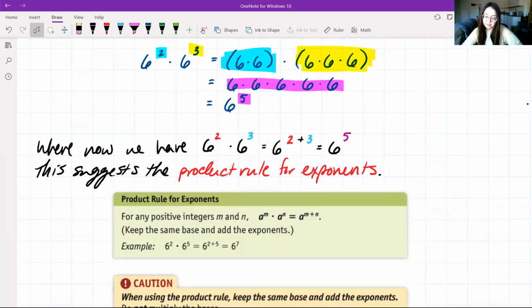Our product rule for exponents says that for any positive integers m and n, so these are positive exponents, a to the power of m times a to the power of n is equal to a to the power of m plus n. So really we're thinking about numbers that have the same base but different exponents, and when we're multiplying them together, we add their exponents. We want to keep the same base and just add exponents. So for example, 6 to the power of 2 times 6 to the power of 5 is the same as saying 6 to the power of 2 plus 5, which is 6 to the power of 7.